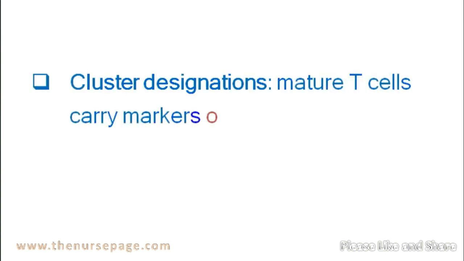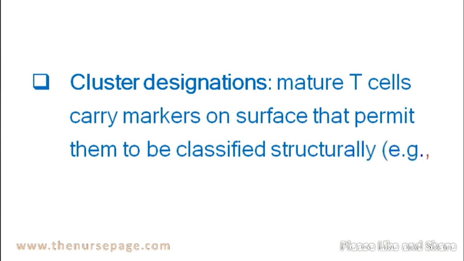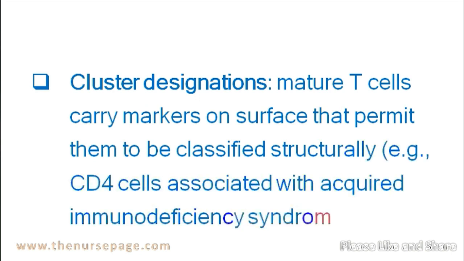Next is cluster designation, or CD. Mature T cells carry markers on the surface that permit them to be classified structurally. Example, CD4 cells. CD means cluster designation 4. CD4 cells are associated with acquired immunodeficiency syndrome, that is AIDS.